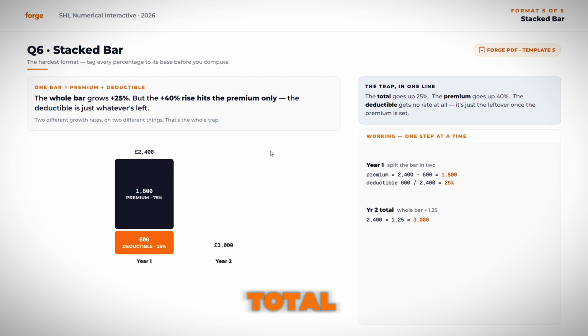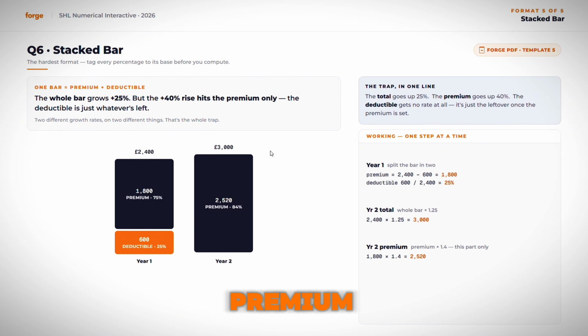First, the total. The whole bill goes up 25%. 2,400 times 1.25 is 3,000. Now the trap. The 40% rise is on the premium only, not the bill, the premium.